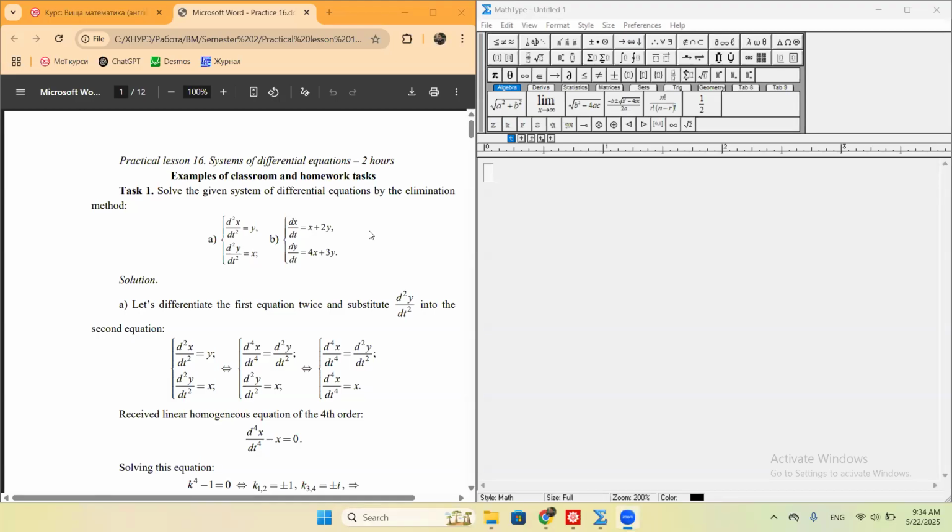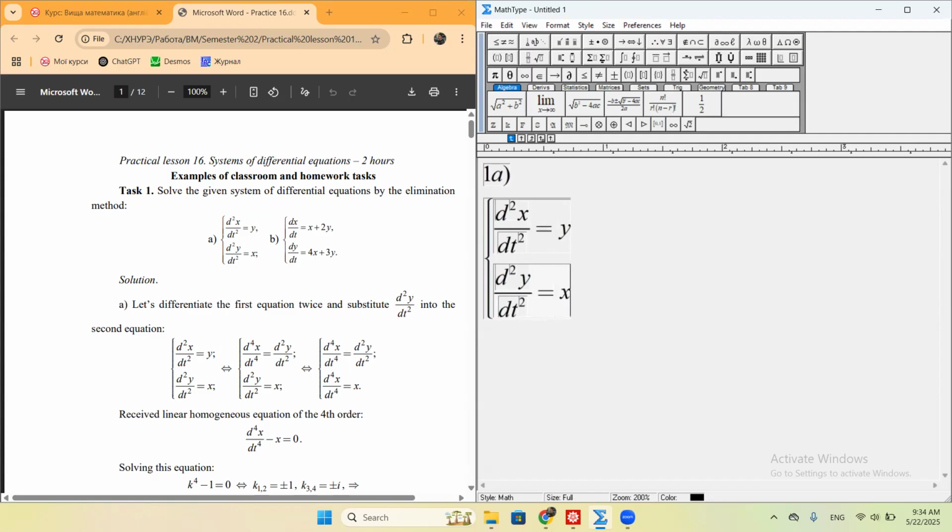Let's start solving these systems. And so let me first of all write it down, this system. So the second derivative of x by t equals y, and the second derivative of y by t equals x.